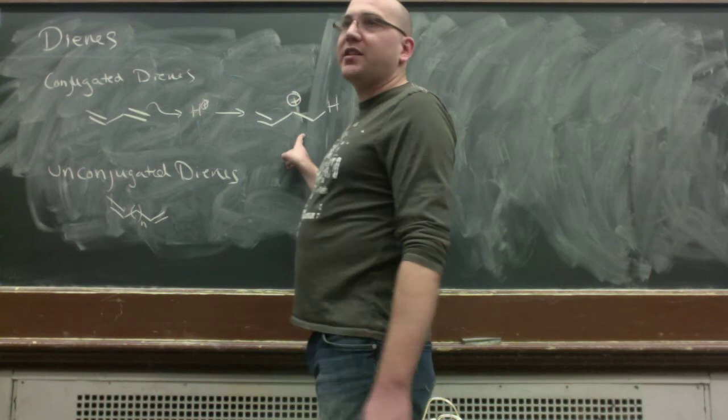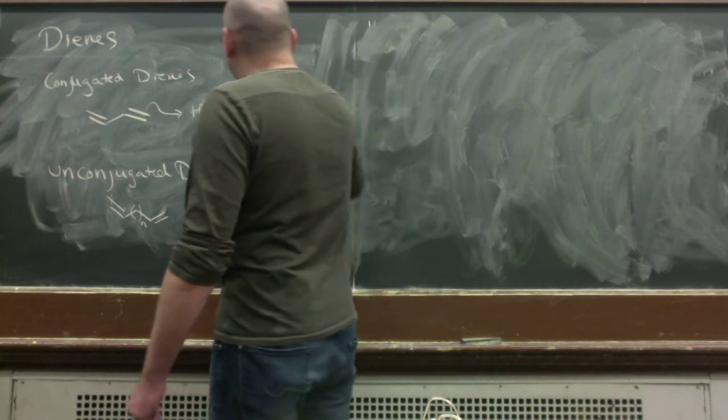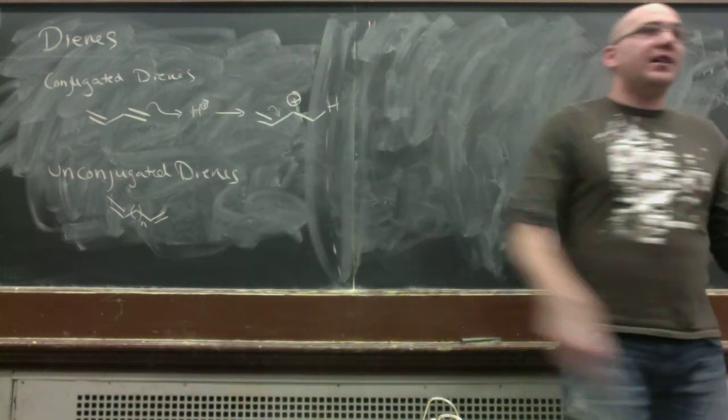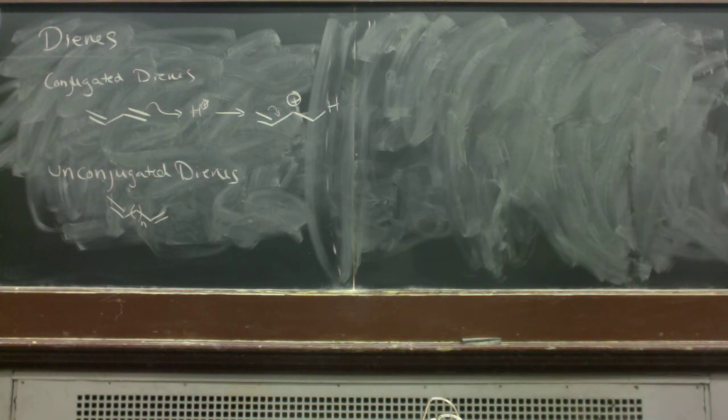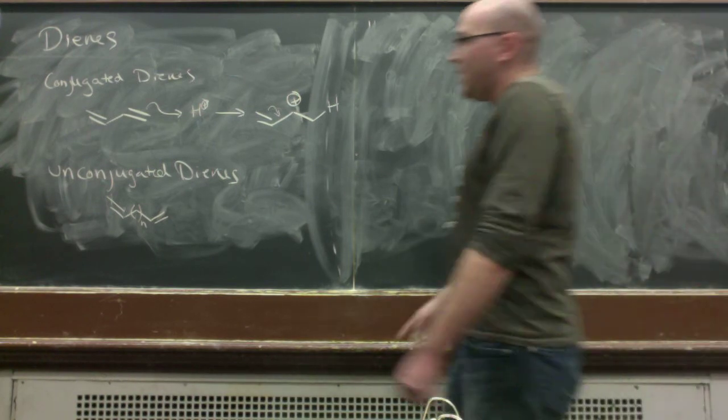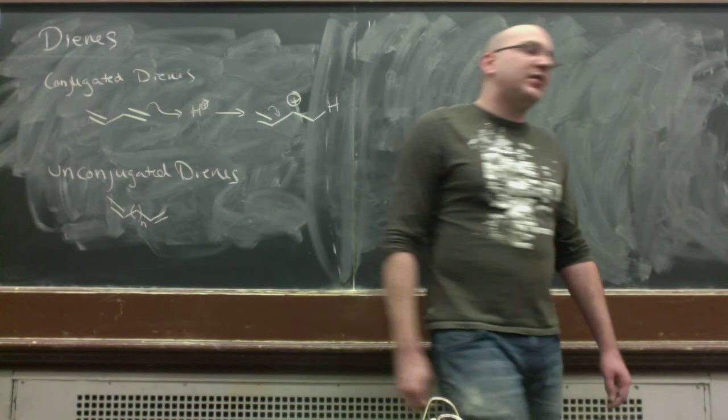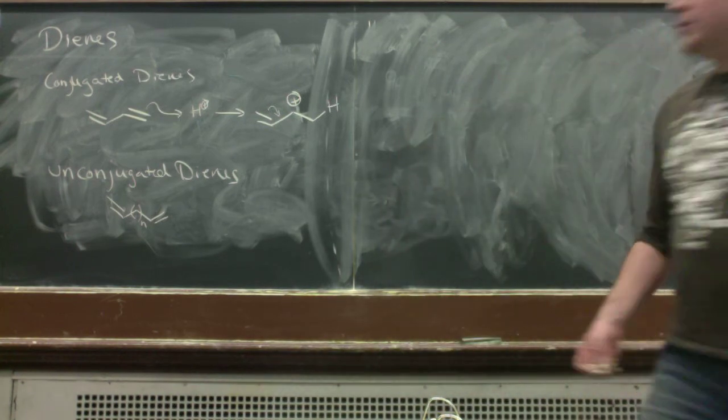But certainly in these cases, it's even better, because you have that resonance form. You can stabilize this molecule through resonance, whereas in the case of the unconjugated dienes, you're not going to have that.